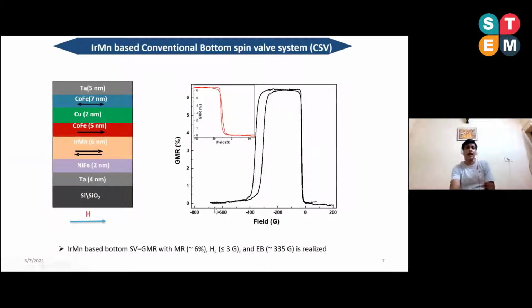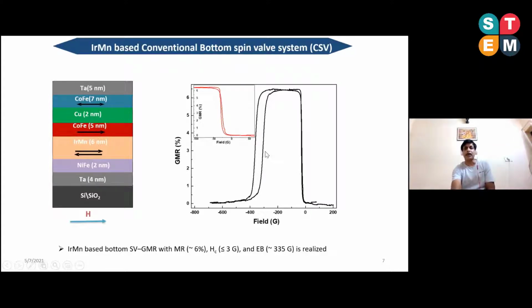Now, in an IrMn system, if we take a typical one without any specular layer, which we call a CSB, just a simple conventional bottom spin valve, we have this copper layer, the IrMn system, then the cobalt iron, which is the pinned layer, then a spacer layer of copper, and then a free layer of cobalt iron and tantalum. If you measure the GMR properties, we get a typical behavior of 6 to 7% MR change, and an exchange bias on the order of 400 Gauss.